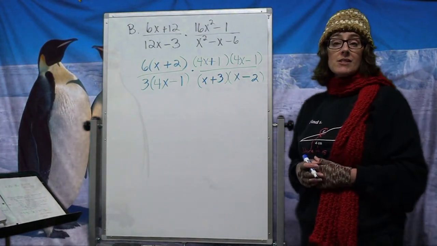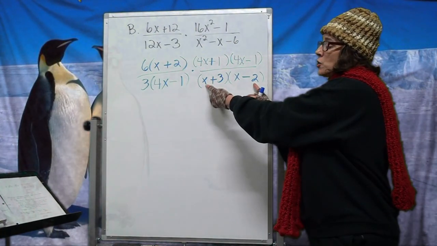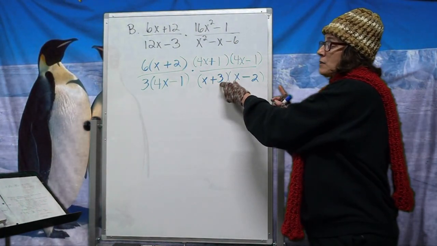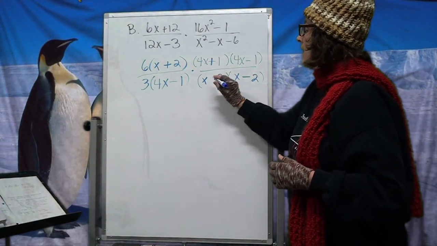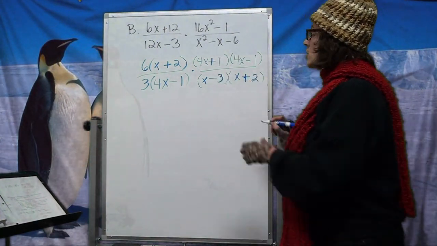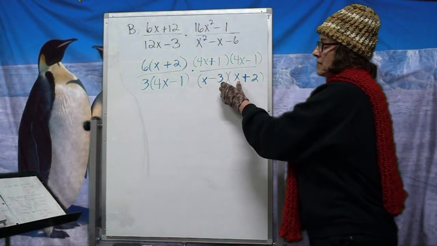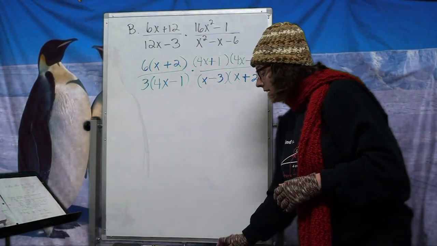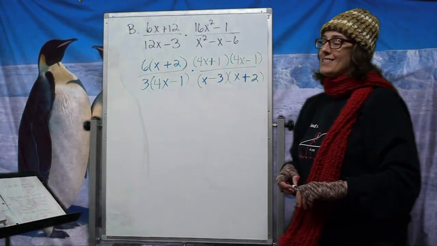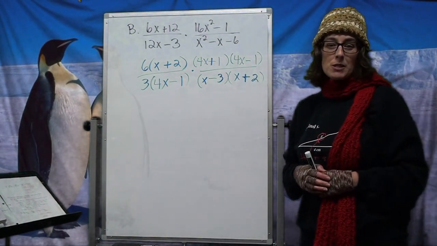I'm going to check my outsides and insides. Out here I get a negative 2x, and here a positive 3x. That gives me a positive 1x. And yet again, when I have right number, wrong sign, just switch those signs. So out here I have a positive 2x, and here a negative 3x. That gives me the negative x that I wanted. So I've factored everything I can possibly cancel.